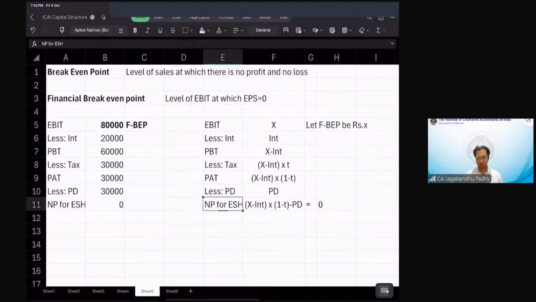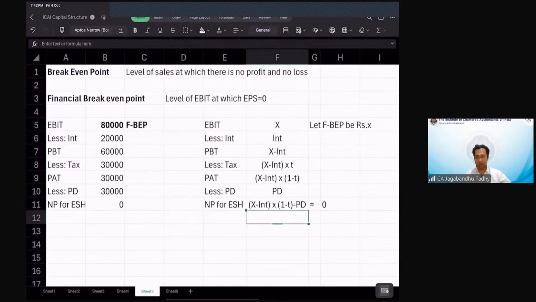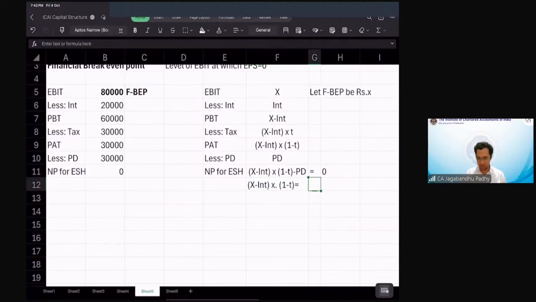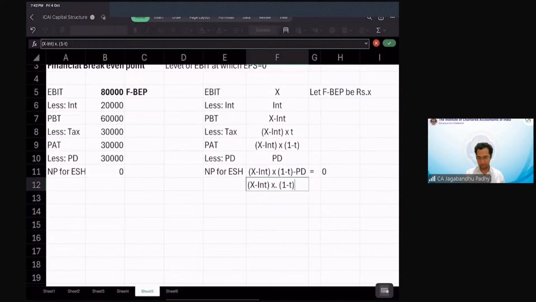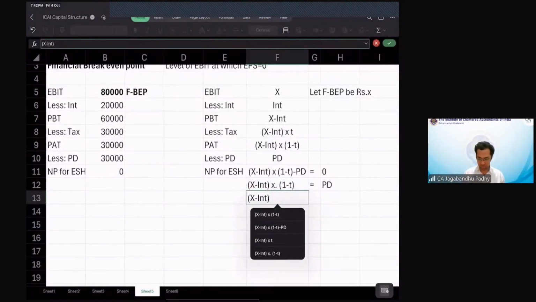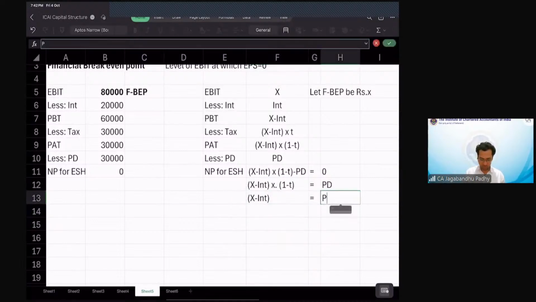So if we try to solve this and get the value of X, then it will be X minus interest, the whole multiplied by 1 minus T, will be equal to preference dividend. And then X minus interest will be equal to preference dividend divided by 1 minus T.